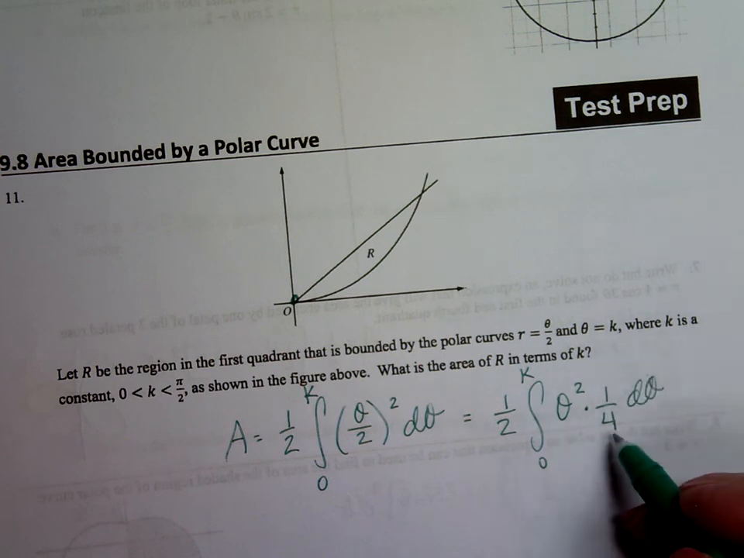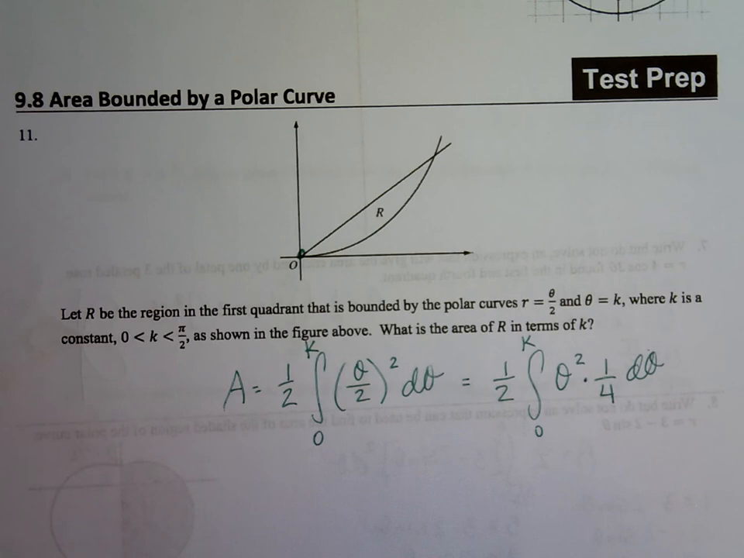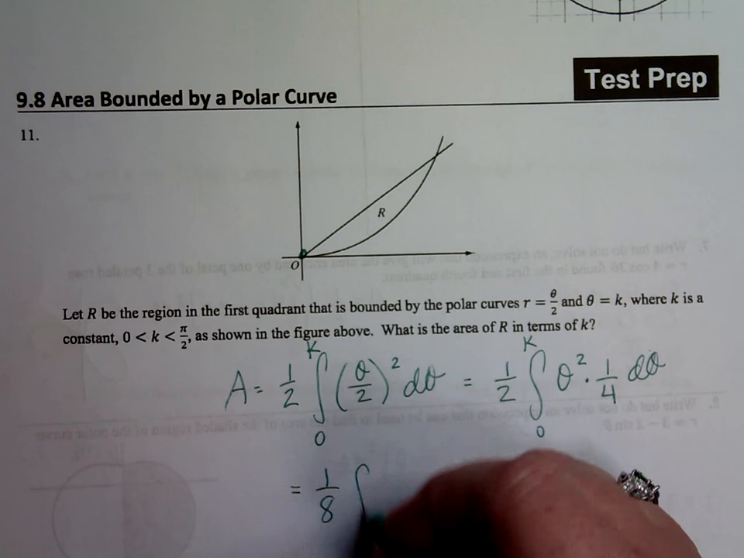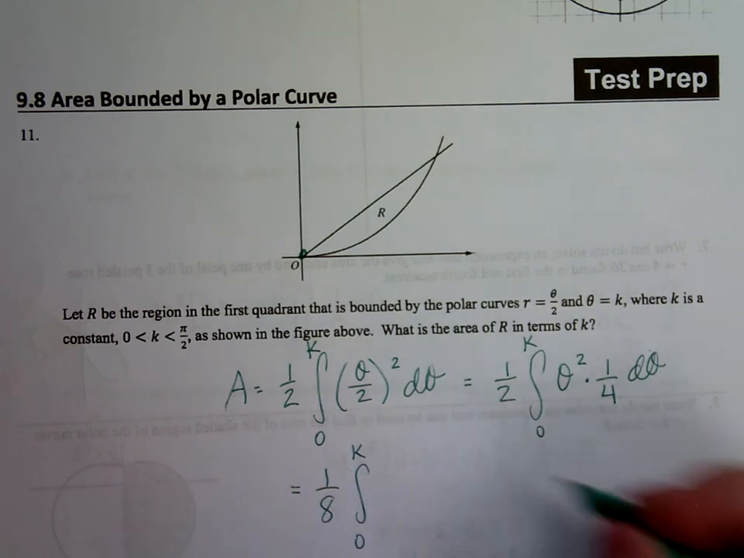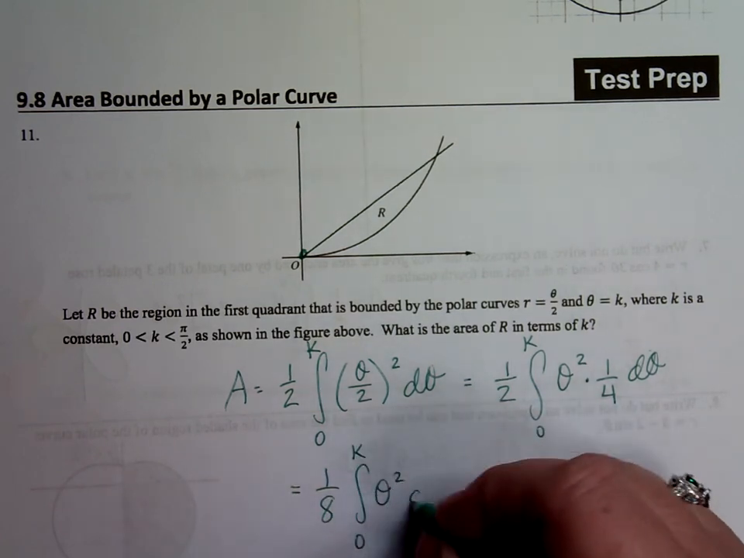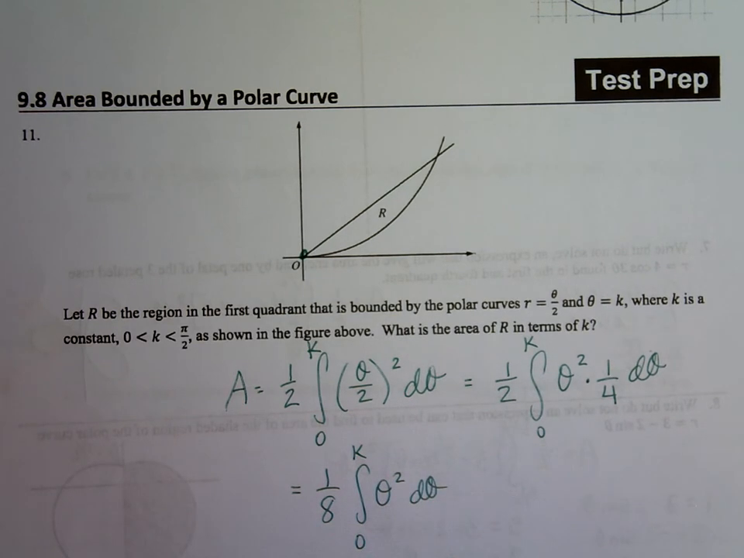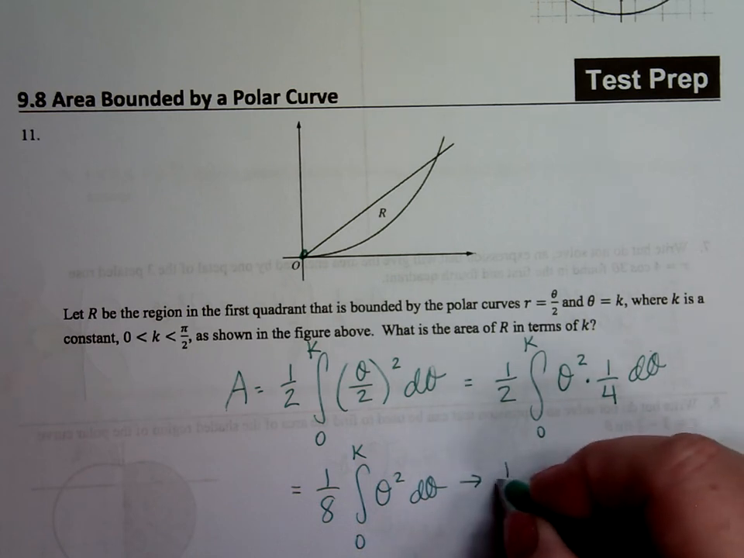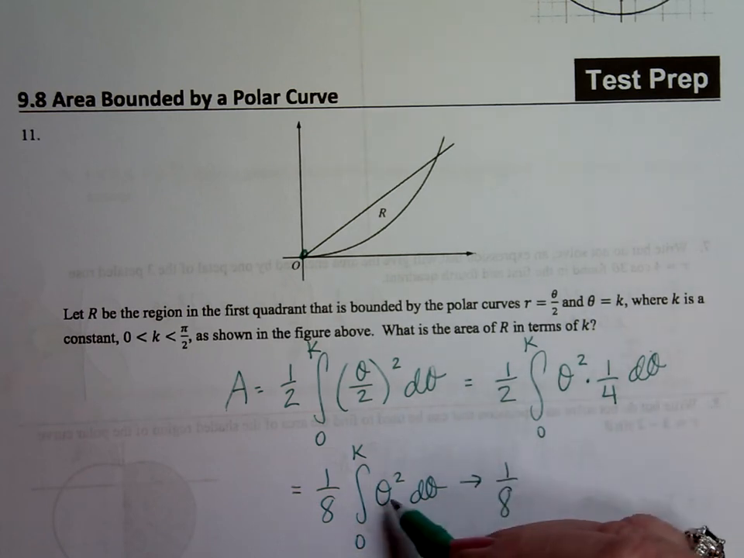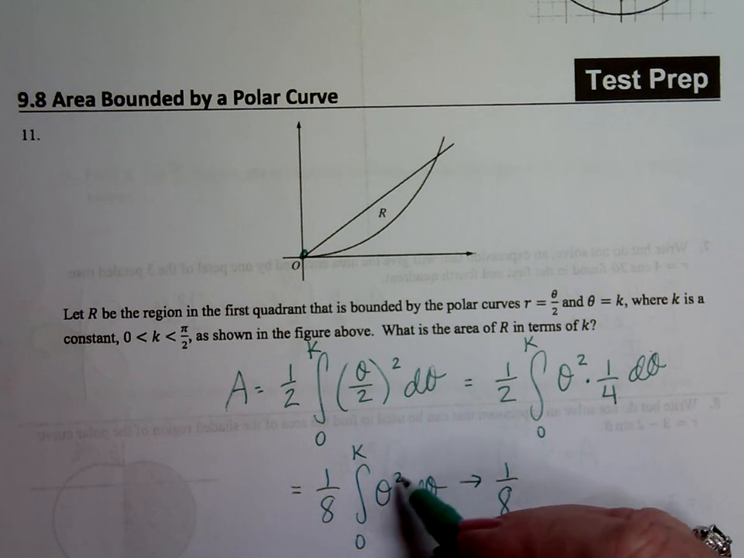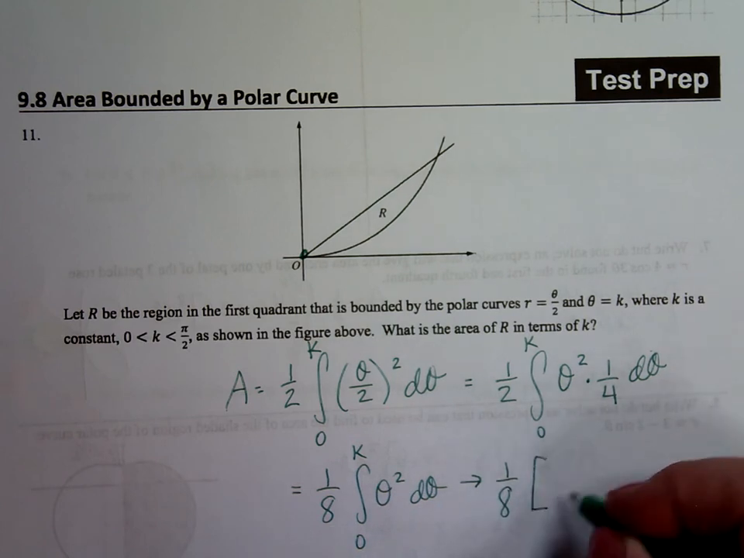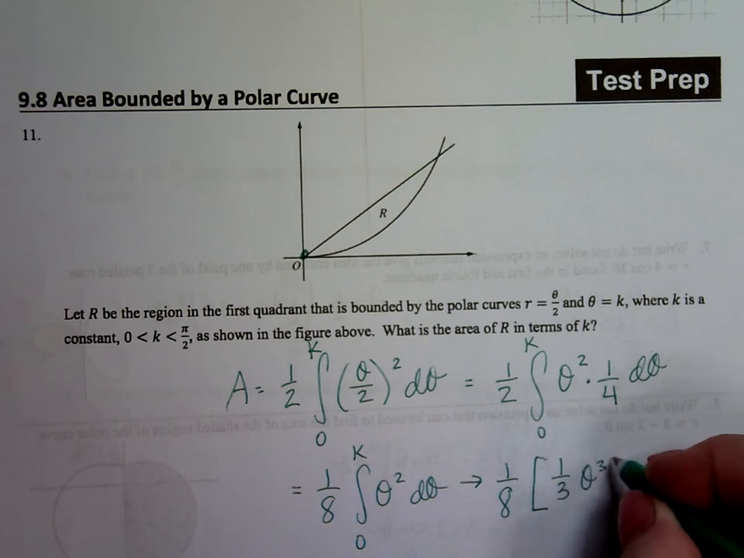What can you do with the 1/4? Well, hopefully you're saying bring it out. Let it join up with Mr. 1/2. They become 1/8. 1/8 the integral from 0 to k of theta squared d theta. Think integrals. This is like an x squared. What would the integral of x squared be? It's x cubed over 3, or 1/3 x cubed. Well, if it's a theta, so what? So now it's going to be 1/3 theta cubed going from 0 to k.